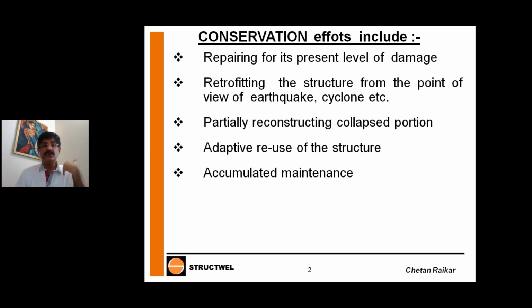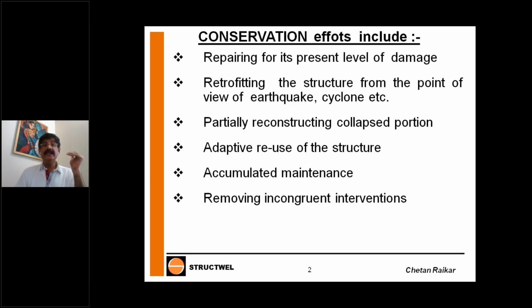We don't maintain our own body also, so forget about maintaining structures. One is that we do not know how to maintain, and we do not do adequate maintenance. So this is what I mean when I say accumulated maintenance.